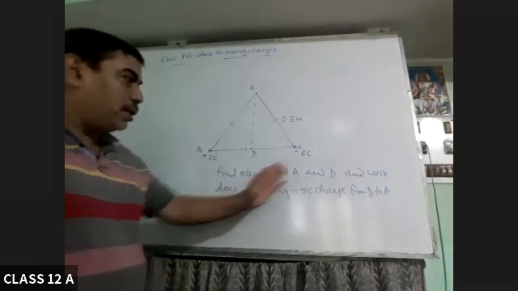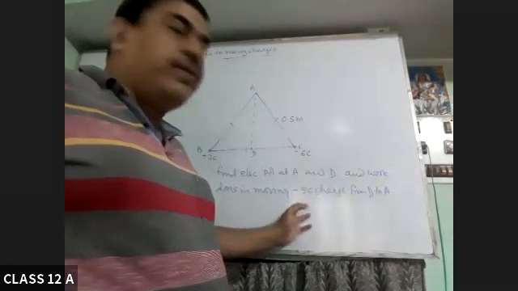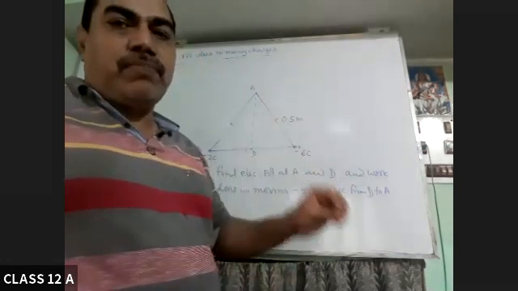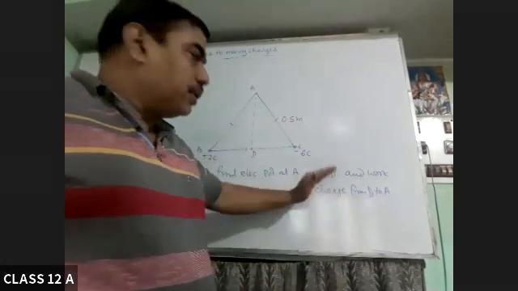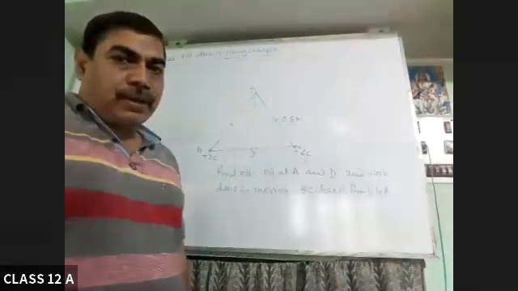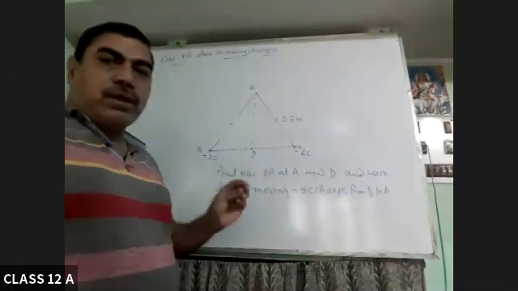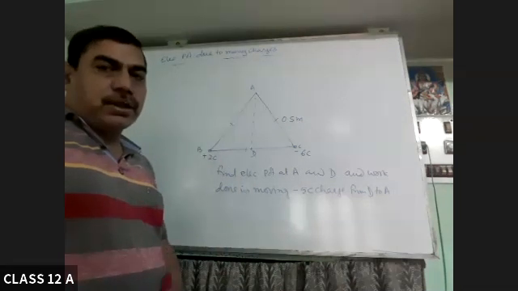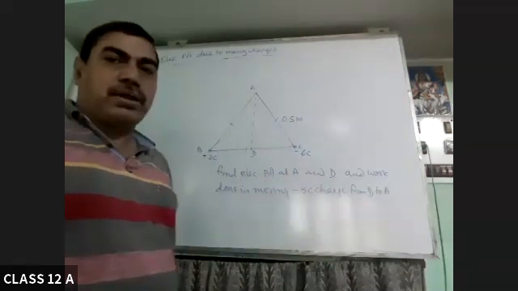So here it is written, work done in moving this one. If it is not mentioned whether it is work done by field or work done by external agent, it is assumed to be work done by external agent. If the question does not say work done by whom, then you are supposed to take work done by external agent. So we'll find work done by external agent.